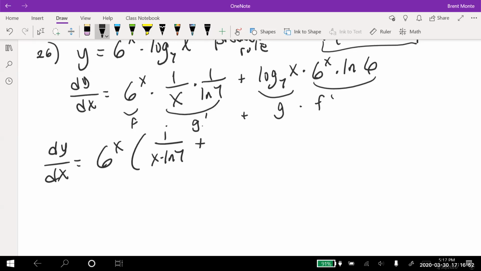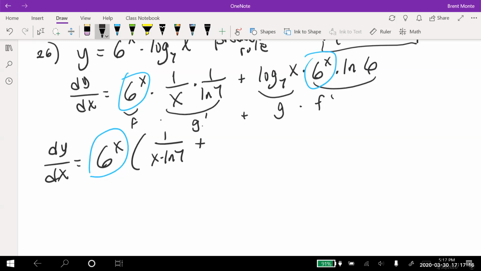And then in the second piece, I'm sorry, that dot keeps making me think that's an I. I'm going to erase that dot right there. We'll just move it up a little bit higher. That was for the multiplication of the f times g prime. So 1 over x times ln of 7 plus, I factored out that 6 to the x. So let me show you what I factored out. I factored that out and that out. That's why those are on the outside. Those are here now.